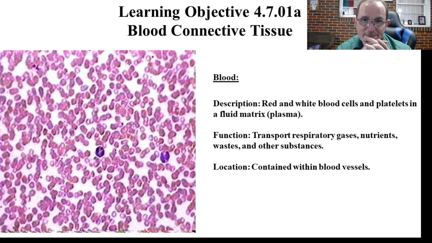And there's blood. Blood, the matrix is the plasma, which is basically water with some other stuff added in. The cells are going to be the red cells and the white blood cells, and these little specks right there that are platelets. Those are the guys that cause your blood to clot when you have a bleed. These guys are all within the blood vessels.